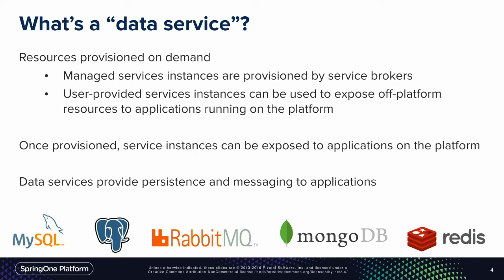So data services, for the purposes of this talk, are just that category of service that your app does have to know something about, that your app directly interacts with to either persist data or to send messages or to do something like that. So the typical examples of this would be relational databases, non-relational databases like MongoDB and Redis, or a messaging system like RabbitMQ. So those are just examples of the types of services that we're talking about here among that larger set of services that might be available on Cloud Foundry.